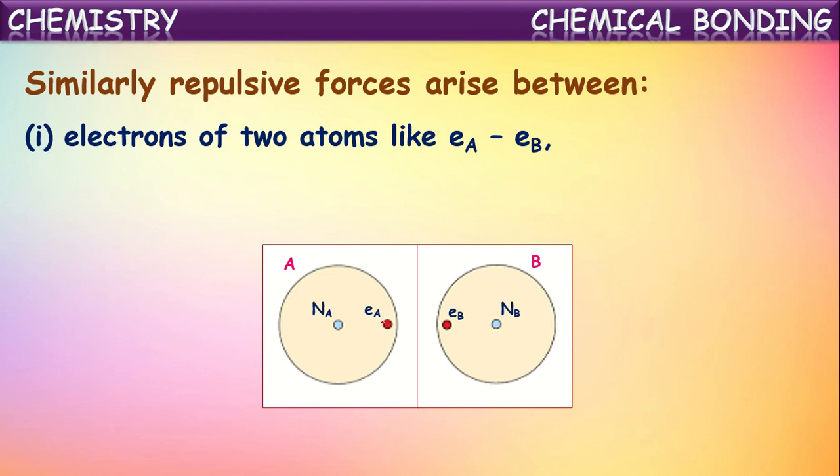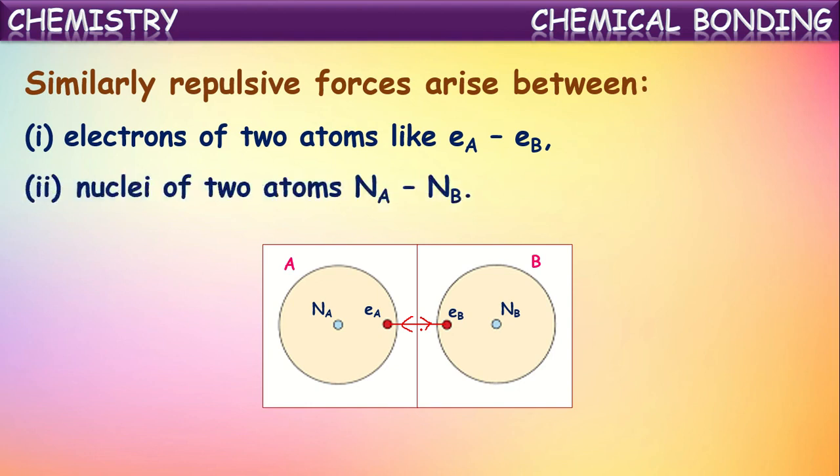Similarly, repulsive forces arise between the electrons of the two atoms, Ea and Eb. The electron of the first atom has a negative charge, and the electron of the second atom also has a negative charge. So when these two hydrogen atoms approach each other, as they have the same charge, they repel each other.